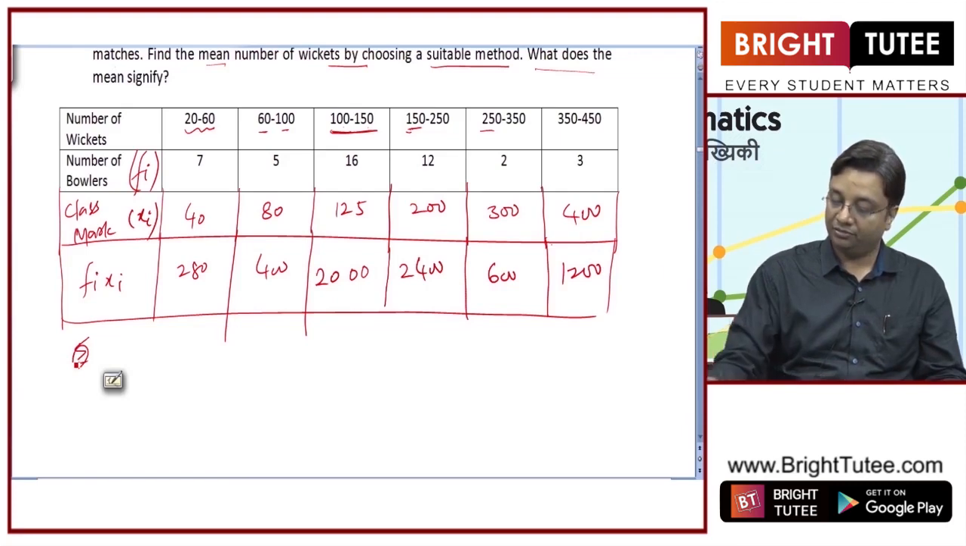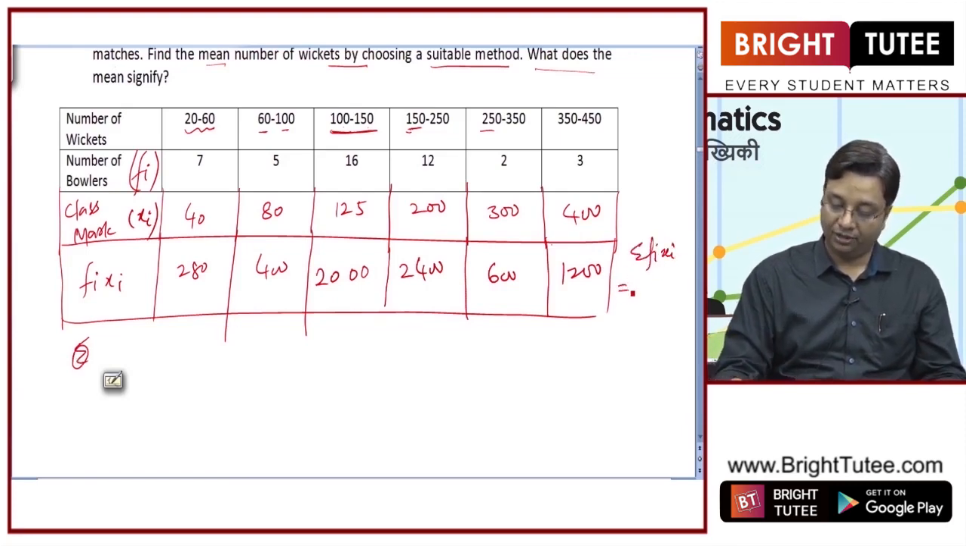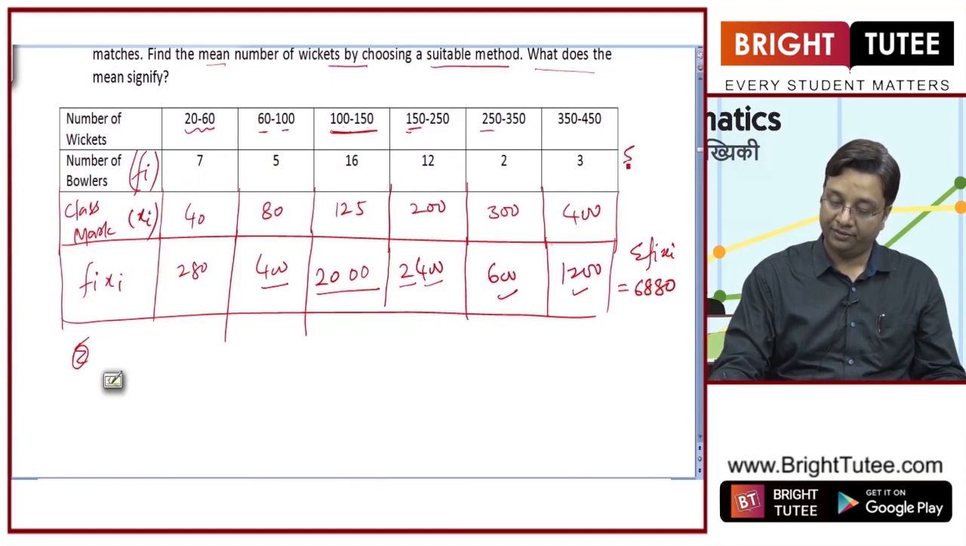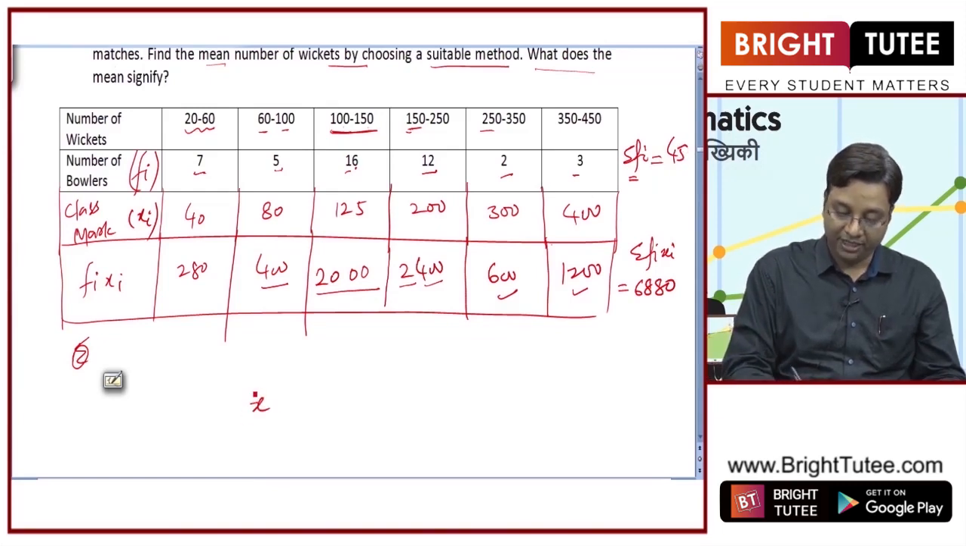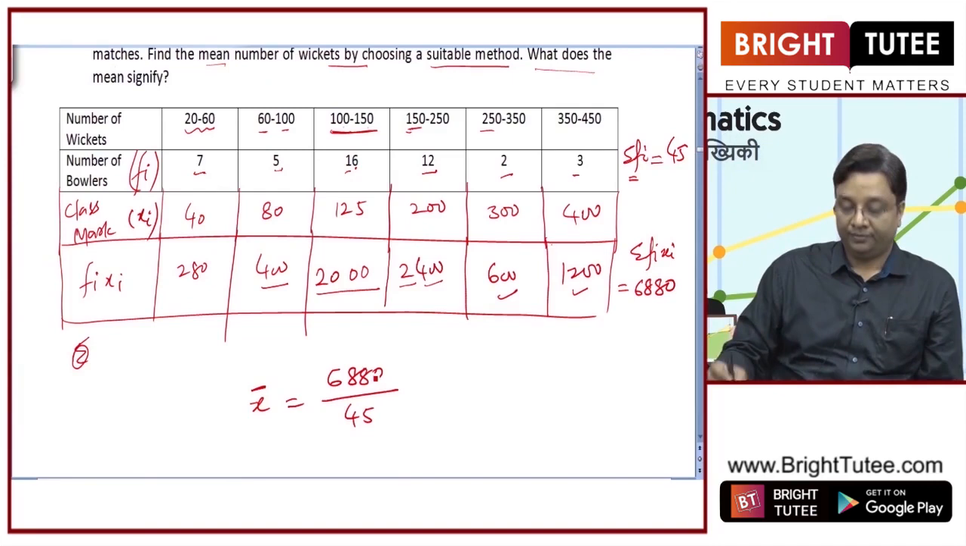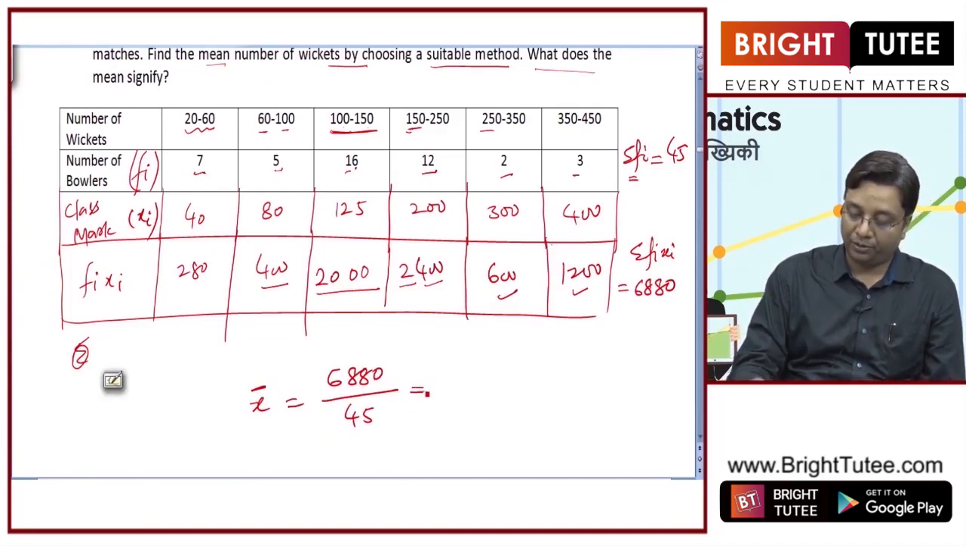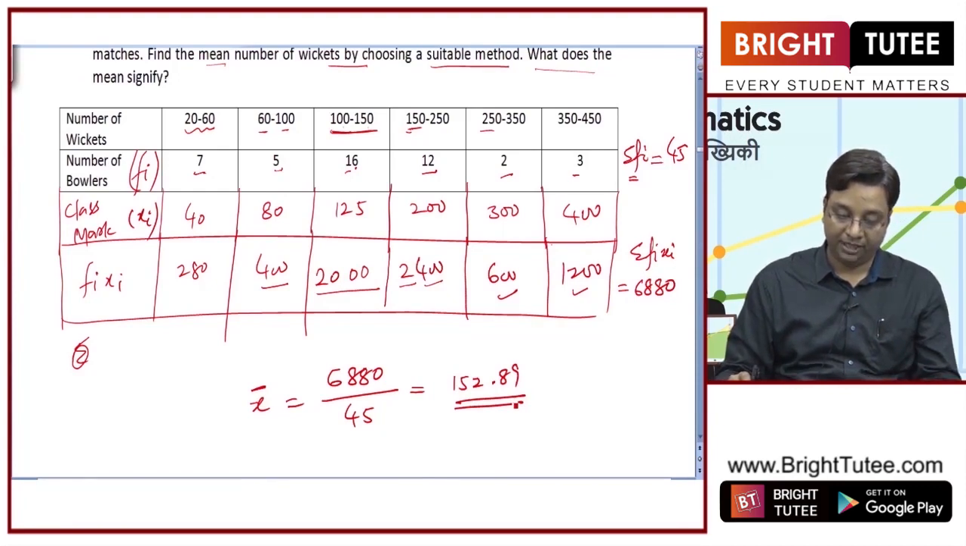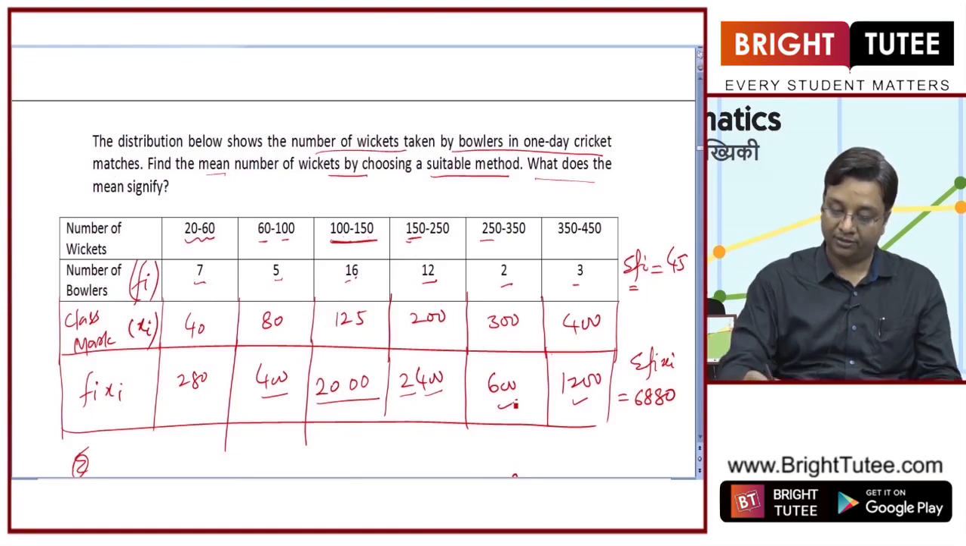What is the sigma fi xi? So we will write the sum here itself. Sigma fi xi is equal to 1800, 2200, 4200, 6200, 6600, right, 6880. And what is sigma fi? It is 5, 17, 22, 29, 35, 45. Sigma fi is 45. Hence the mean is equal to 6880 divided by 45, which will be approximately equal to 152.89, right. So this is the mean number of wickets taken by bowlers in one-day cricket matches.